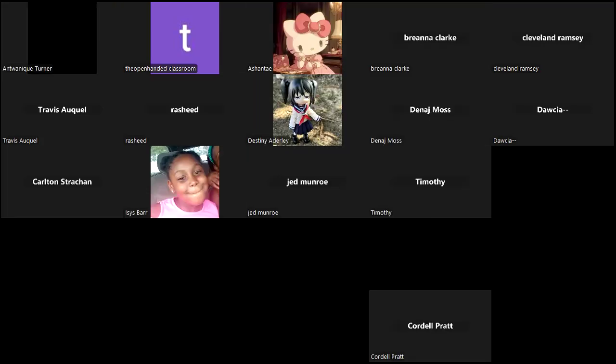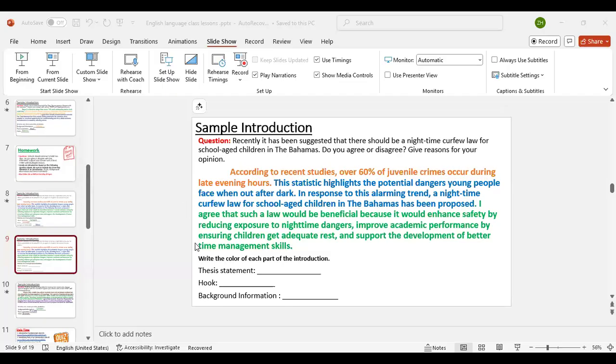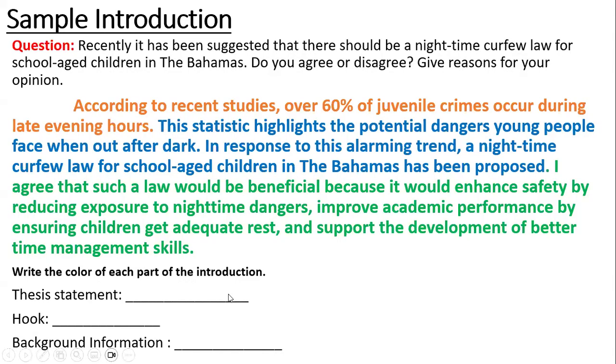All right. So what I'm going to do is share my screen and allow some of my readers who volunteered to read some of these introductions. What I want you all to do in the chat is answer the question: which color is the thesis statement? Which color is the hook? Which color is the background information? Answer that inside the chat as they read. My first person to read is going to be Nakisha Williams. So go ahead and read.